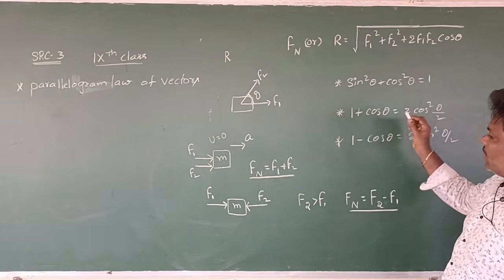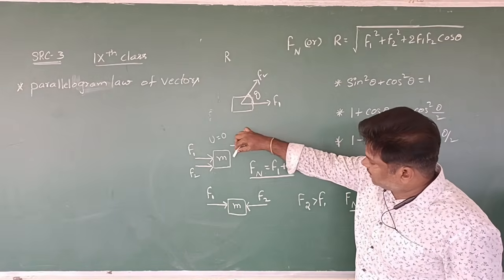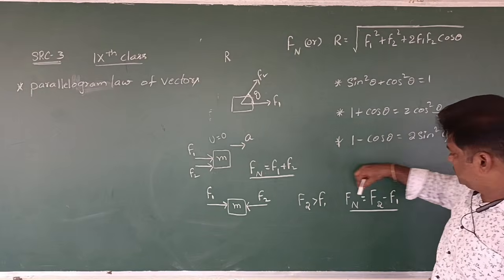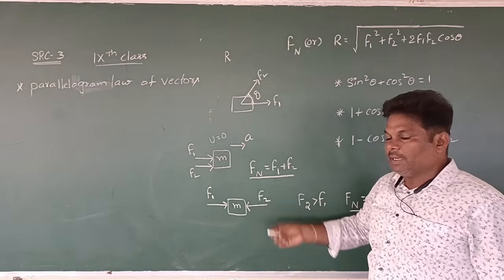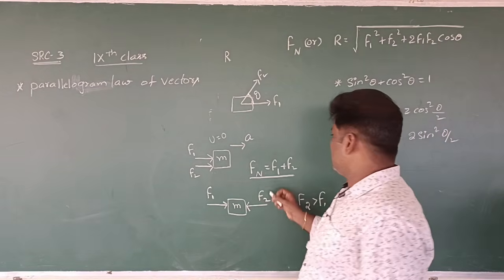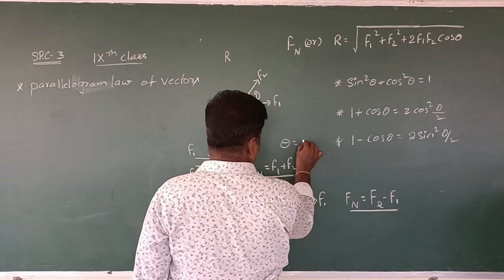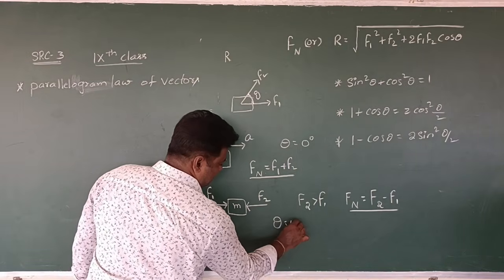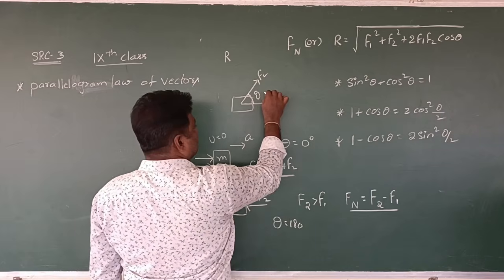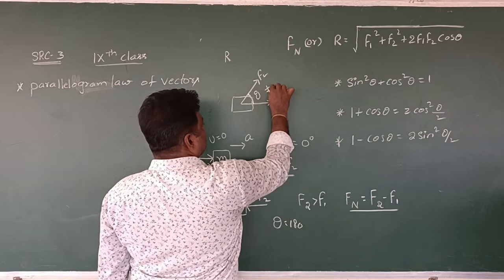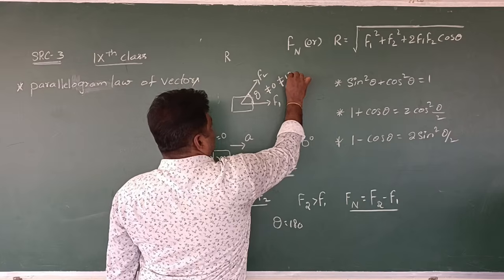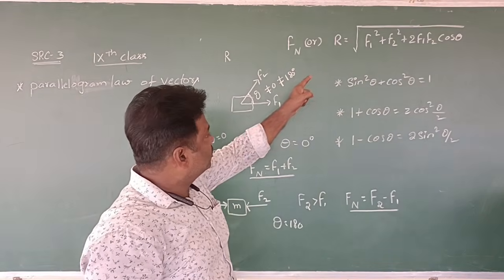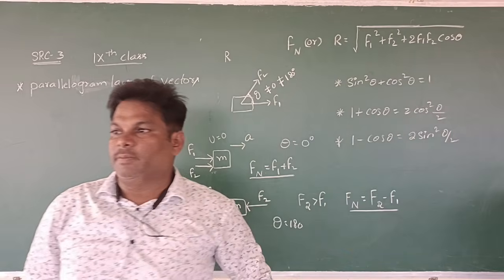If two forces are acting parallel to one another, you can use this formula. If they are anti-parallel, you can use this formula. Parallel means the angle between these two is theta equal to 0 degrees. Anti-parallel means theta is equal to 180 degrees. If theta is not equal to 0 and not equal to 180 degrees, then this is the formula to find the resultant between two given forces.